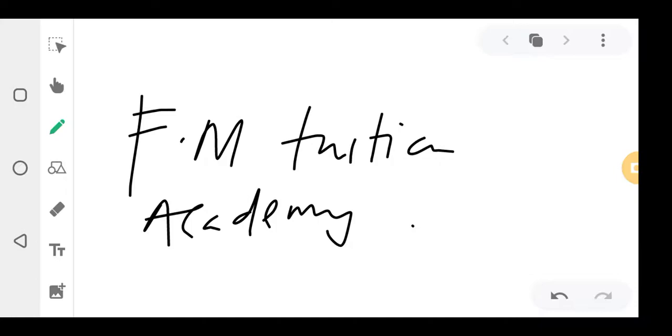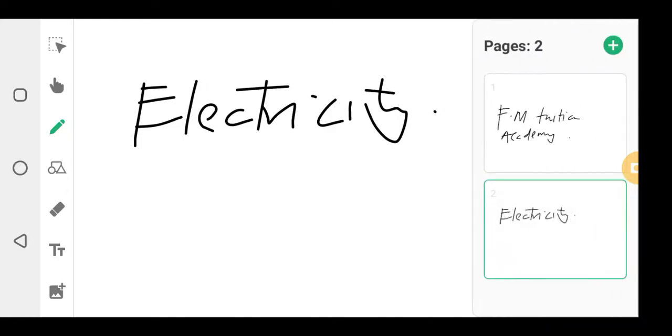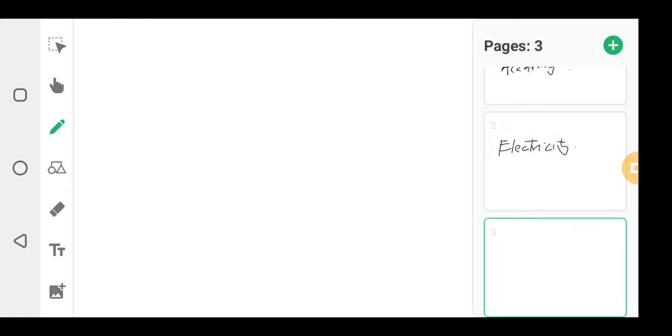Okay, we are continuing on electricity. I'm going to do that question so that you can understand it. For example, the question that came was something like this. So these are cells.